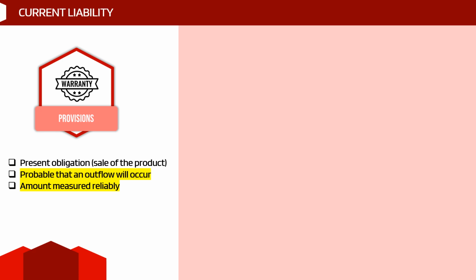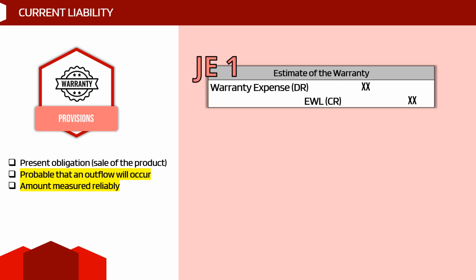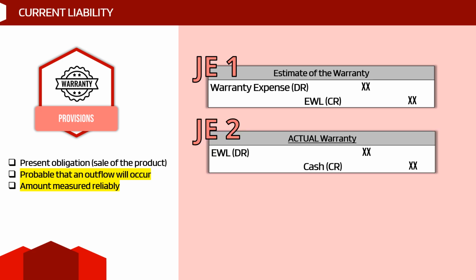And honestly, the way you account for warranties is very similar to how you account for premiums, right? Generally, what you will do is get an estimate, and that will be the basis for your warranty expense. So you will have debit warranty expense, credit EWL, or expected warranty liability. And then, pag nagkaroon ka na ng actual warranty costs, babawasan mo yung liability estimate mo. So, that would be debit EWL, credit cash.